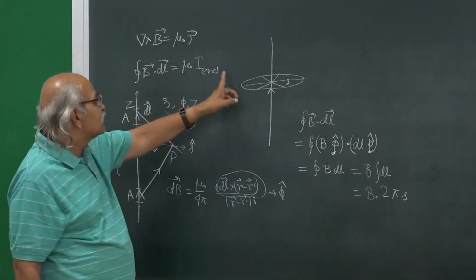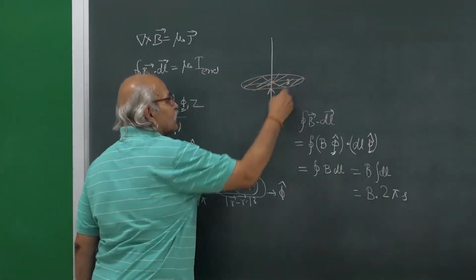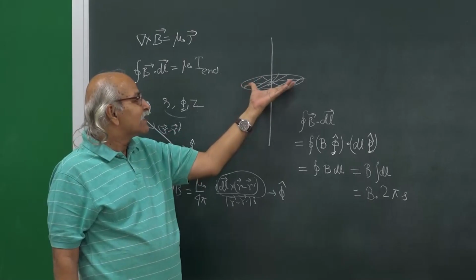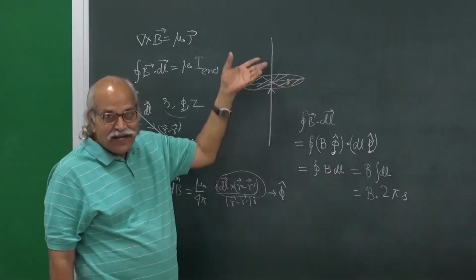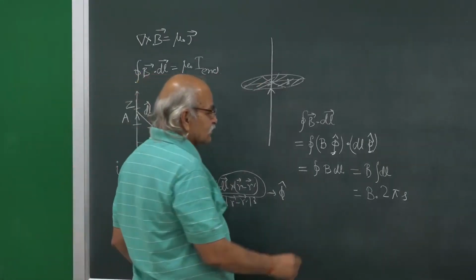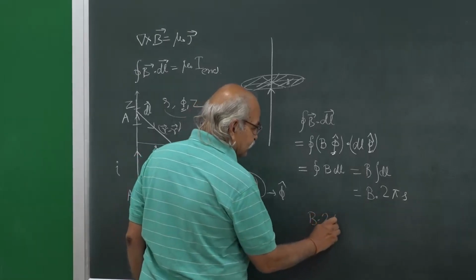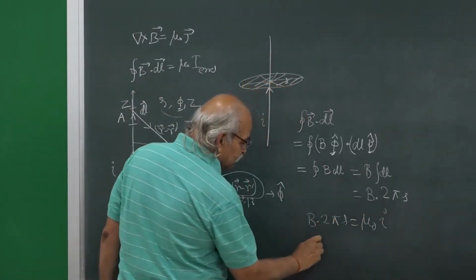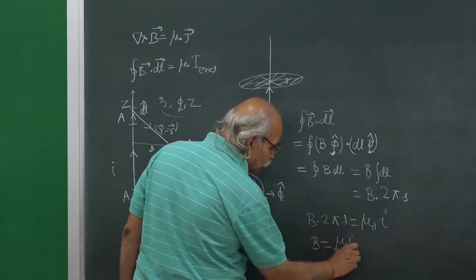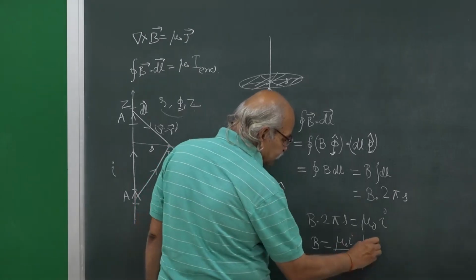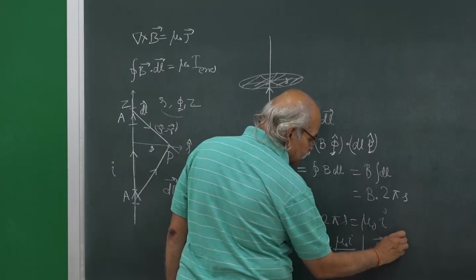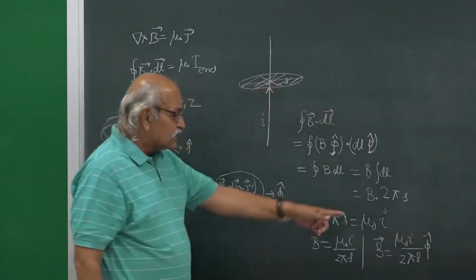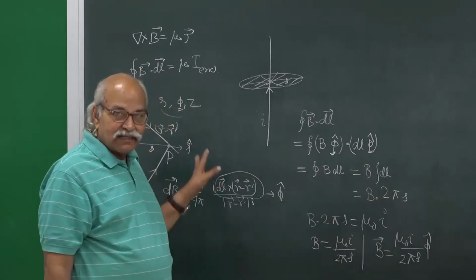What is the right hand side? How much current is crossing the area enclosed by the circle? This is the positive side, this is the negative side. From the negative side to the positive side, how much current is crossing this area? Since there is only one wire and that is crossing, this is just I. So the right hand side is mu naught times this current I. Therefore, B is equal to mu naught I divided by 2 pi s. And since we know the direction is phi cap, B is mu naught I divided by 2 pi s, phi cap. This result we had, this magnitude we have now gotten from Ampere's law.